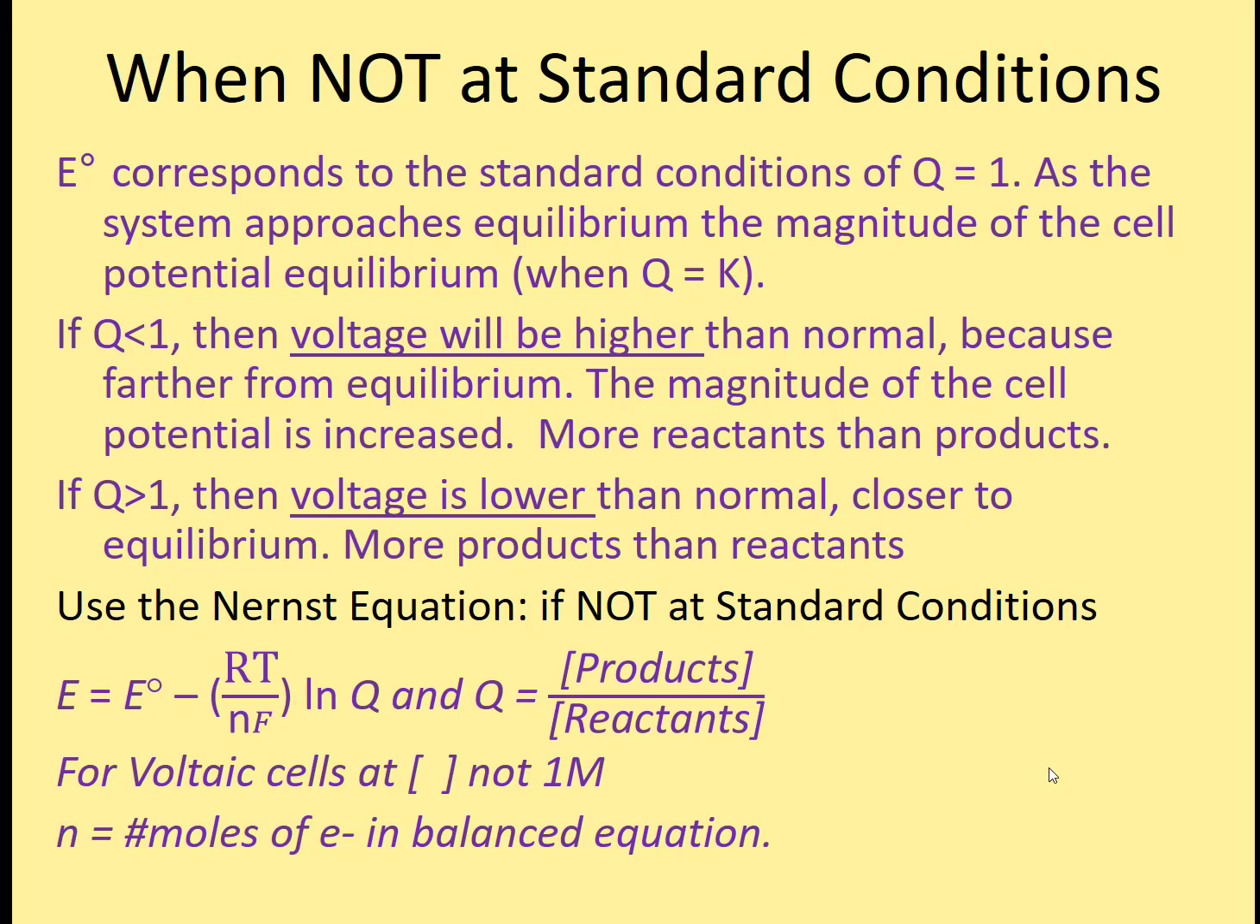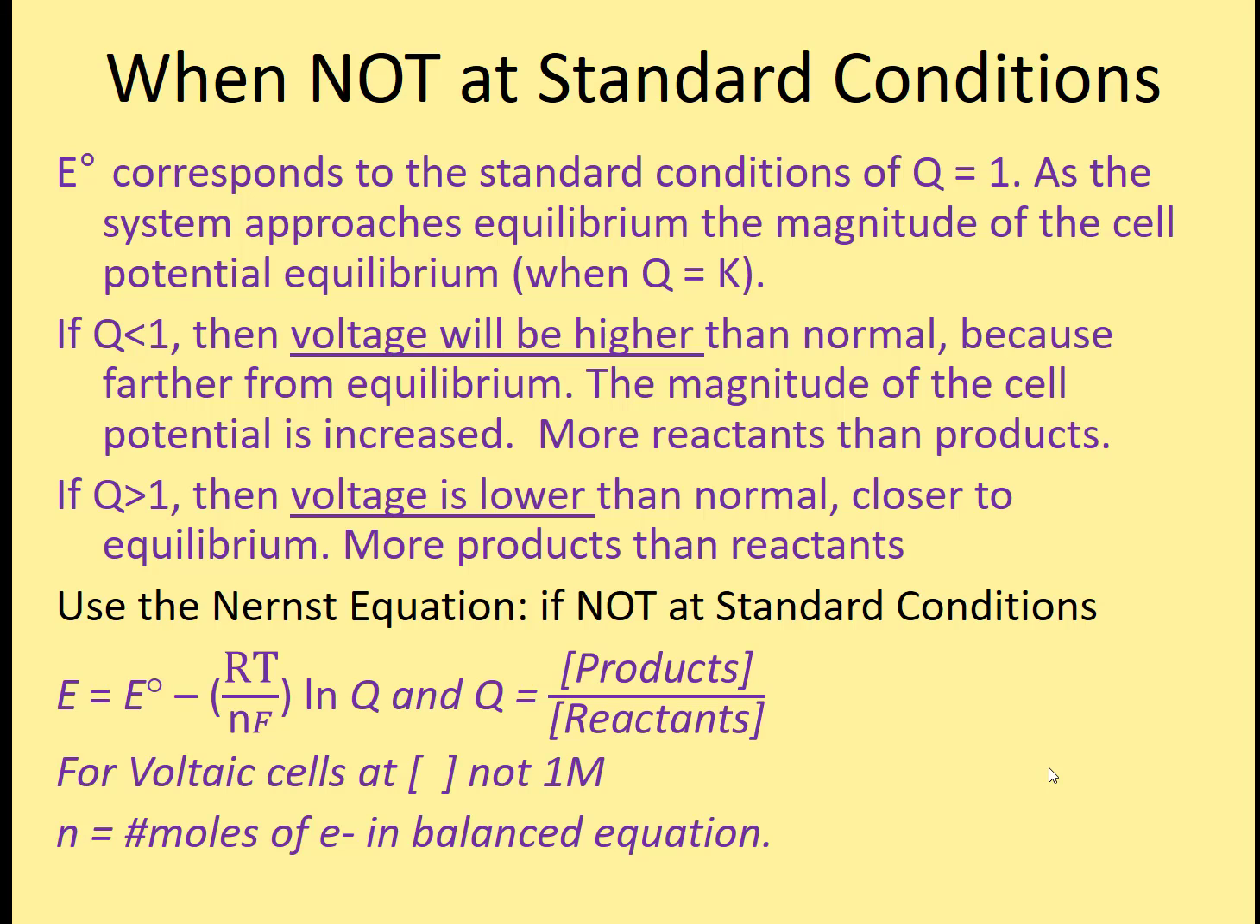E naught corresponds to standard conditions of Q equals 1. And also we would have a 1 molarity concentration. We would be at room temperature, 25 degrees Celsius. As the cell runs down, though, it approaches that equilibrium when Q equals K. So we can calculate Q and compare it to 1 to figure out what our voltage is going to be.